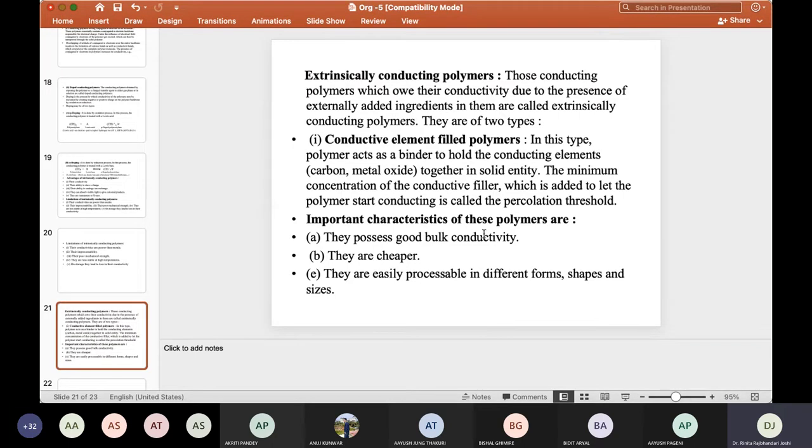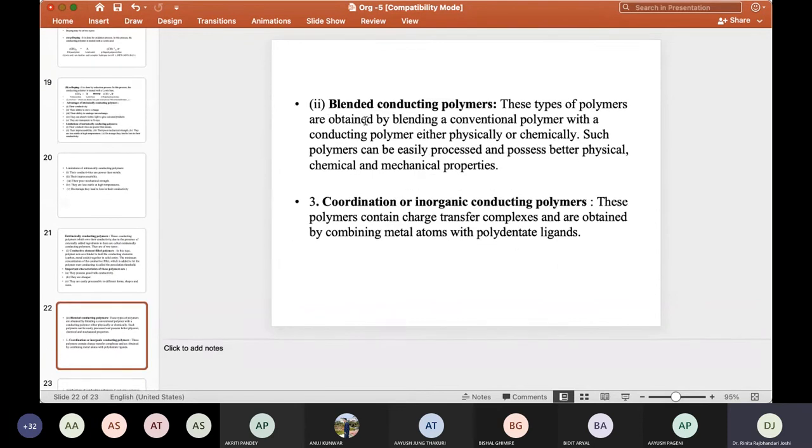And the important characteristics of these polymers are that they possess, of course, good bulk conductivity, they are cheaper, and they are easily processable in different forms, shapes and sizes. The next are blended conducting polymers. Blended means adding merit points to enhance a property. These types of polymers are obtained by blending a conventional polymer with a conducting polymer, either physically or chemically, and such polymers can be easily processed and possess better physical, chemical, and mechanical properties. Of course, once blended, the properties are enhanced.